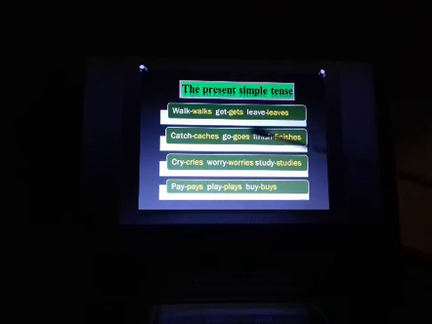Okay, in the next line you see cry, cries, worry, worries, study, studies. Students, here we have seen the verb cry has ended with y, and we have changed y to i, then added es. Thus we can form the present simple tense verb with the third person singular. Third person singular: he, she, it, or any man or woman or thing we use as a third person.